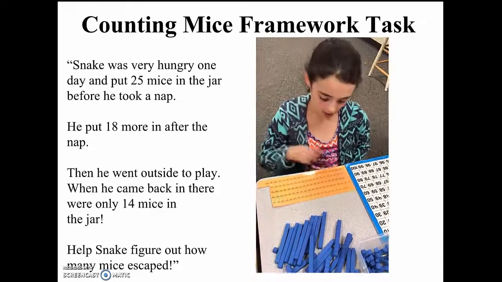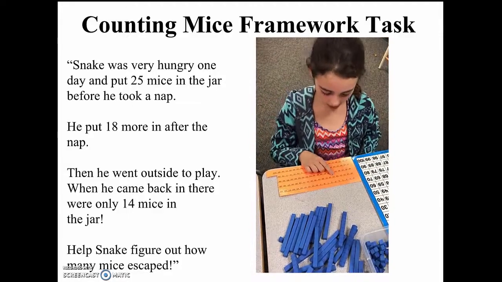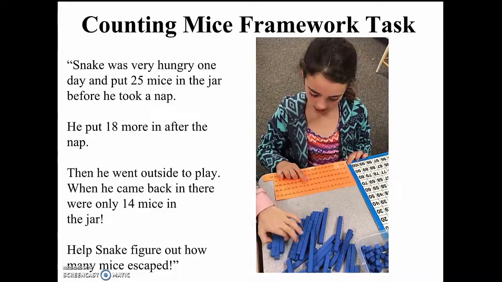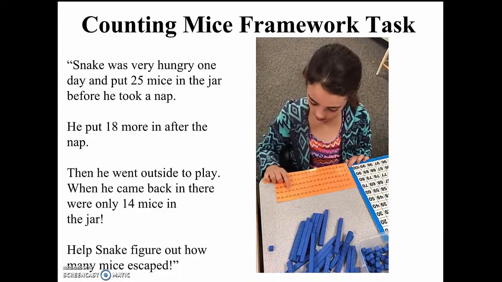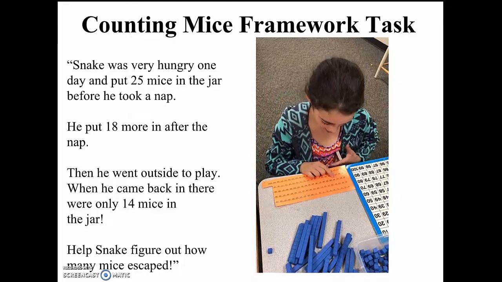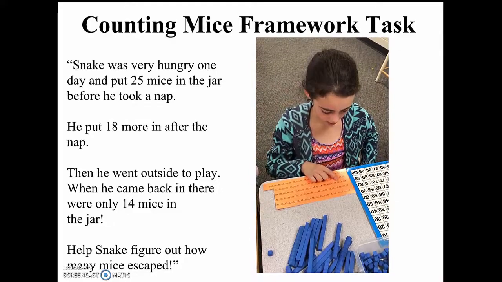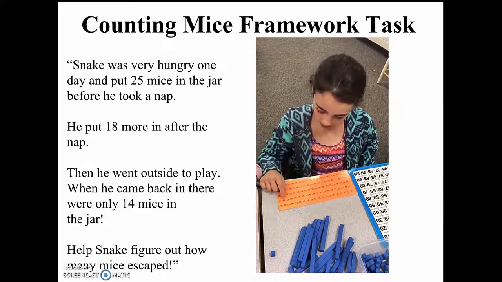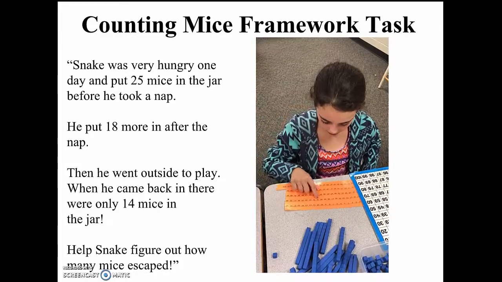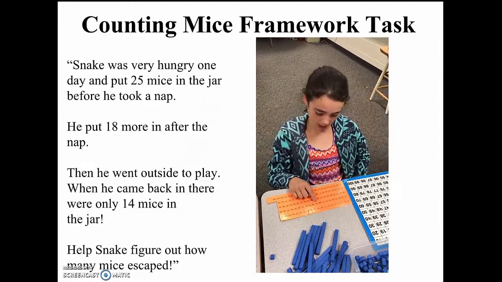How'd you do it? I started at 25, then I plus 18. 1, 2, 3, 4, 5, 6, 7, 8, 9, 10, 11, 12, 13, 14, 15, 16, 17, 18. Then I minus 14. 1, 2, 3, 4, 5, 6, 7, 8, 9, 10, 11, 12, 13, 14, and I got 29 as my answer.